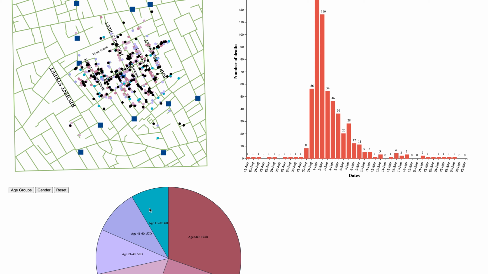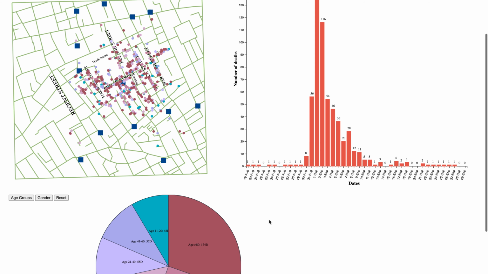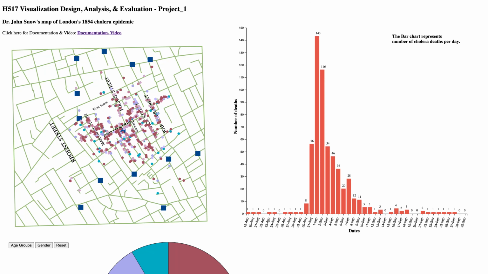When we hover the cursor onto the age group of 11 to 20, there are only 48 deaths, and that is shown on the map itself. So this is the interactive visualization that I've created for Project 1.